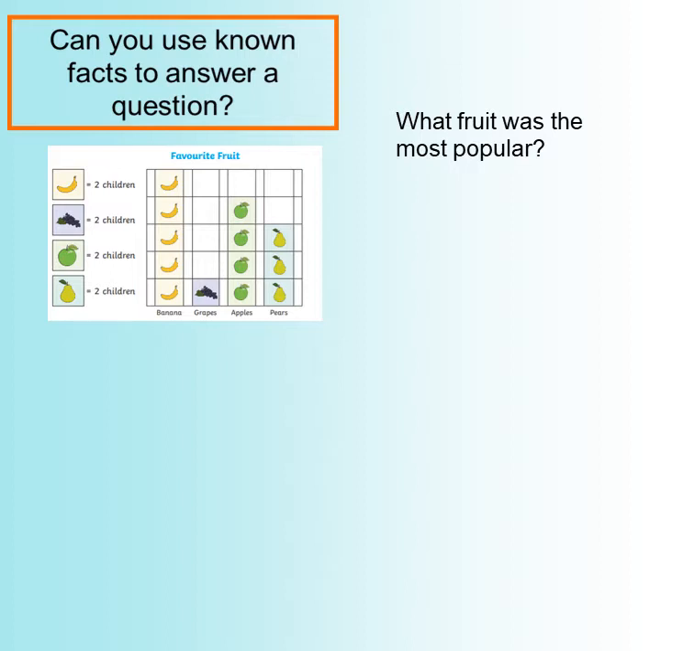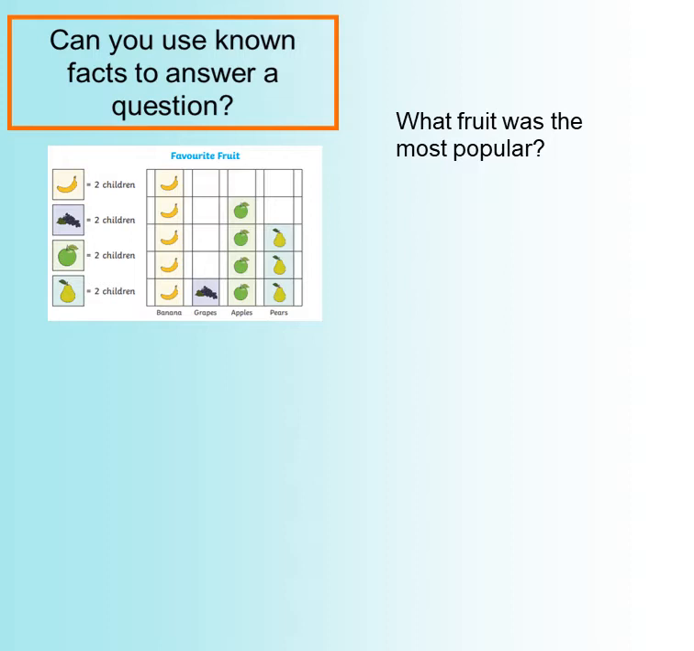Okay, now the same graph again, the same pictogram again. Which fruit was the most popular? Which fruit had the most amount of people choose it as their favourite fruit? So first of all, see if you can identify that. Okay, I hope you've picked banana. And then another challenge for you is to work out how many people chose bananas as their favourite fruit.